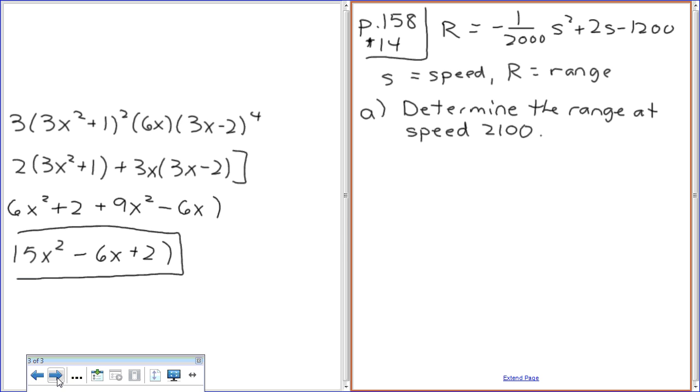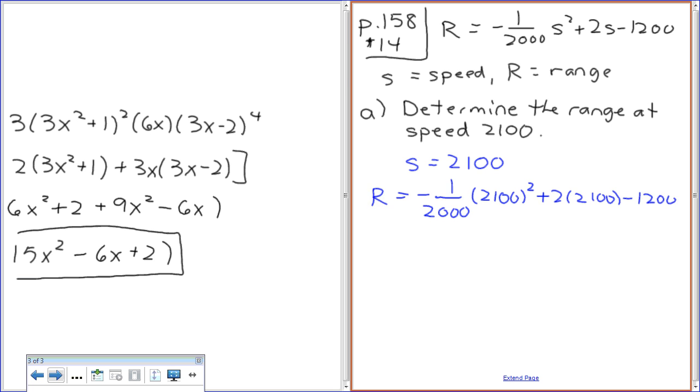So if I get another volunteer, tell me how I'd actually solve this one. No, Sandra, go ahead. Yeah, that's all you do for this one. Okay? So I just stop there and say s is 2100. I don't have my calculator, but that's all you do for that one.